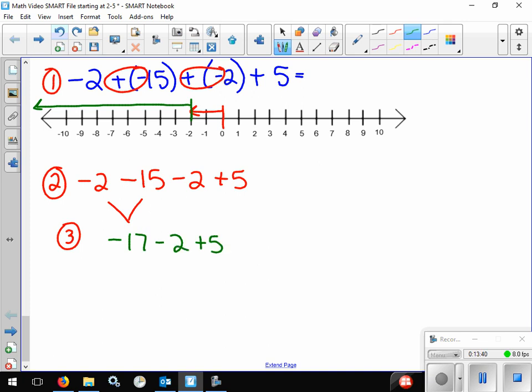That's why I suggest rewriting the problem. So now I know I only have 3 integers left. Okay, step 4, I'm going to do these 2. So now I'm at negative 17 minus 2. Negative 17 minus 2, I'm at negative 19 plus 5. Okay, and then you don't have to rewrite this step because you're right here. So it's negative 19 plus 5.